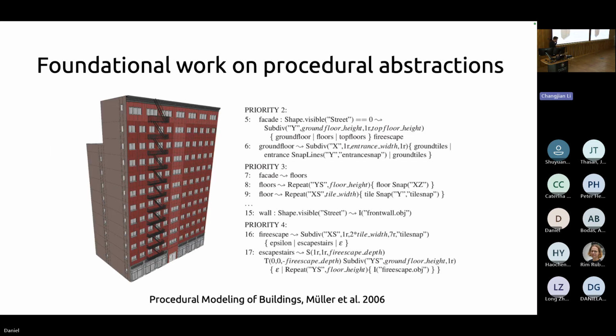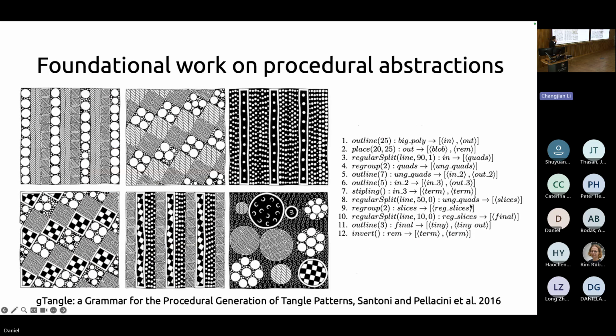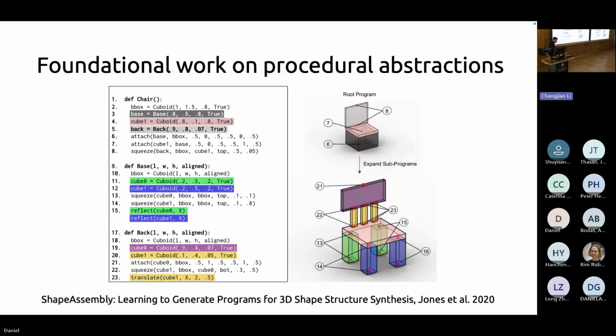There's too much foundational work in procedural modeling to really cite it all, but some of the most important ones that immediately come to mind: Pascal Müller's work on procedural modeling of buildings defined abstractions like subdividing a volume or repeating some pattern along the face of a volume. G-Tangle is a more recent paper that I really like from Fabio Pellacini's lab, which allows the definition of really cool tangle patterns that look like this. And we had some work in my group on a domain-specific language called ShapeAssembly, which lets you define the connected structure of parts in 3D objects.